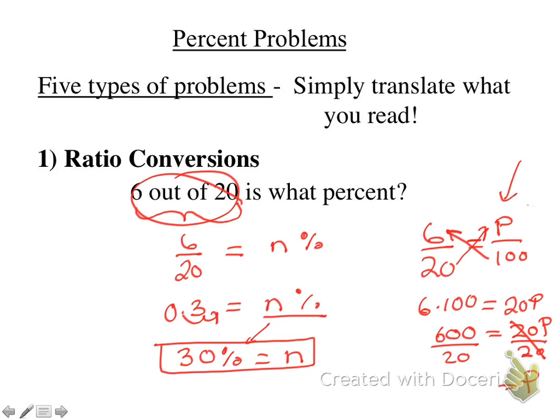P is equal to, right away, notice I can divide top and bottom by 10 and I'll be left with 60 over 2. 2 goes into 60 30 times. Now it did ask for what percent, so I must add the percent sign. Is that clear? 6 out of 20 is what percent? The is over of method didn't really work there, so I don't want to use it. Do you have any questions? No. Okay, we're going to move on.